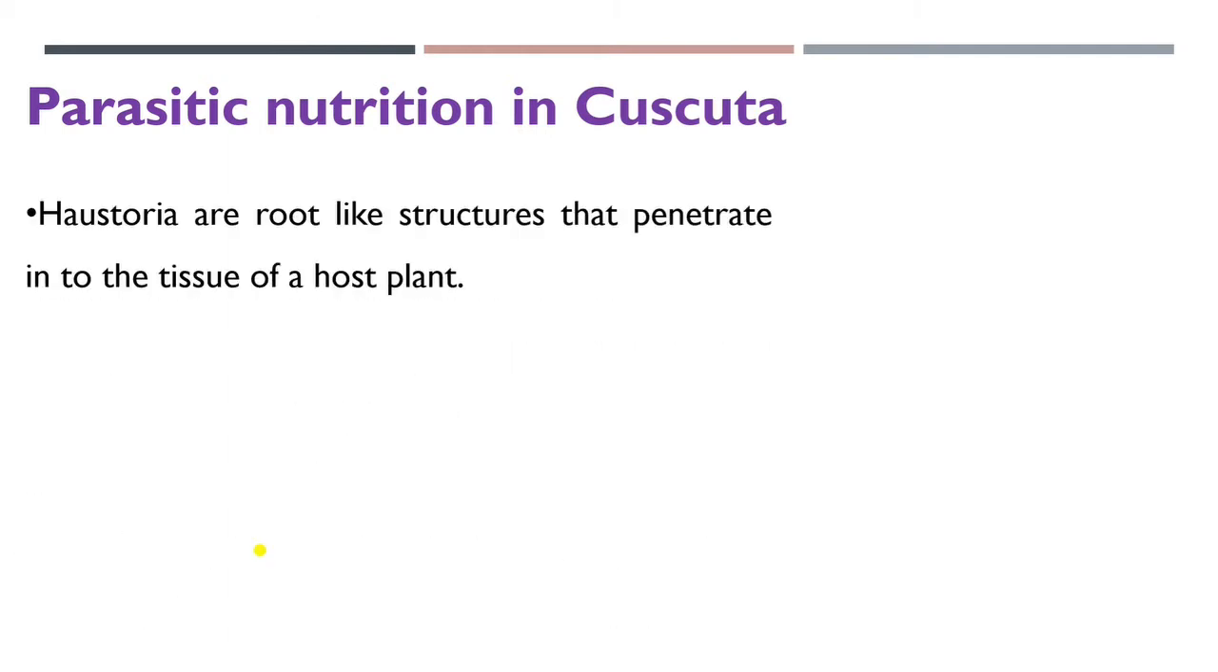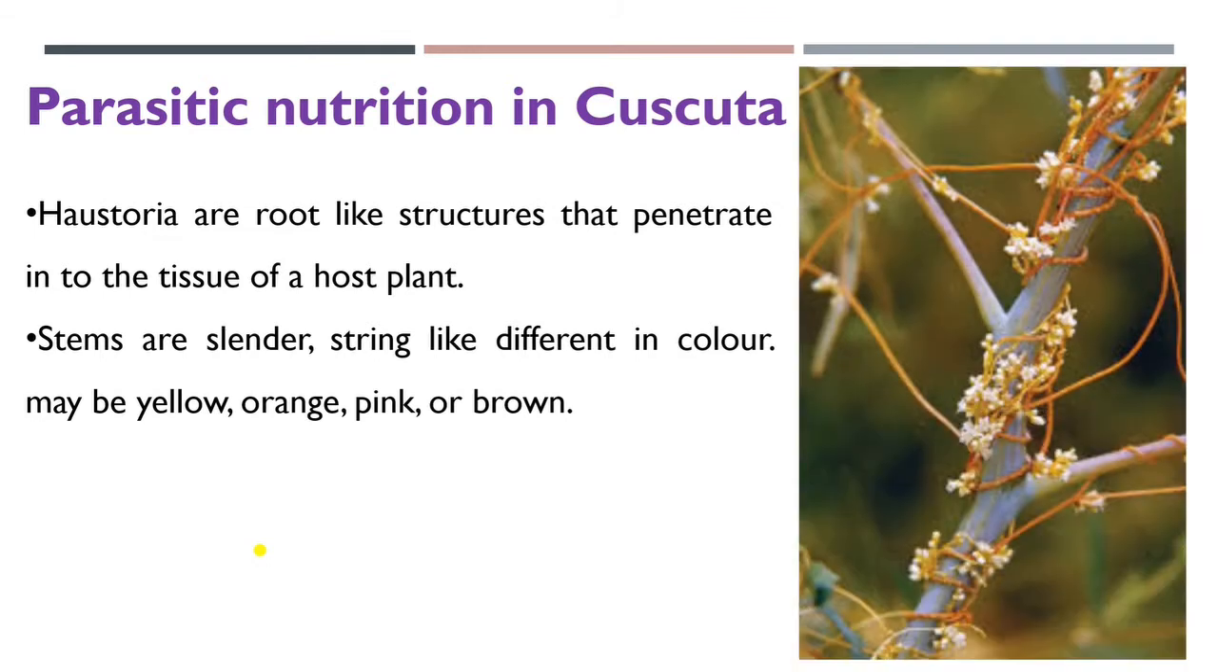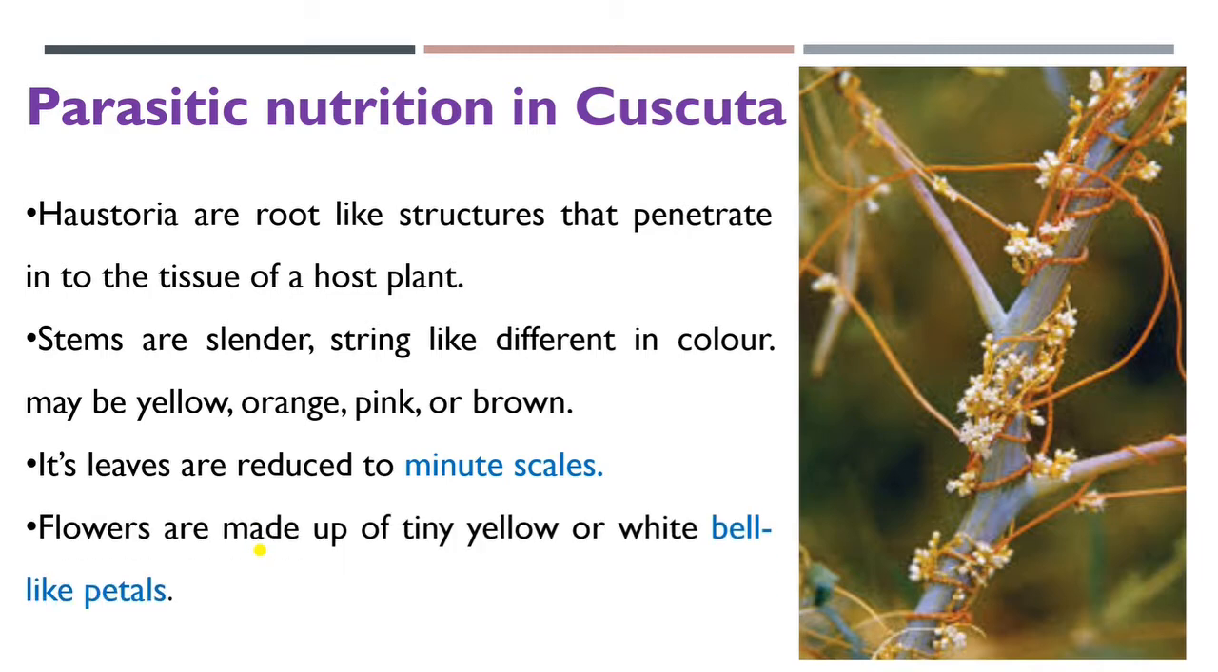The stems of Dodder plant are slender, string-like, and different in color, maybe yellow, orange, pink, or brown. This is an image: the Dodder coils around the host plant. Leaves are reduced to minute scales in Cuscuta. The flowers are made up of tiny yellow or white bell-like petals.